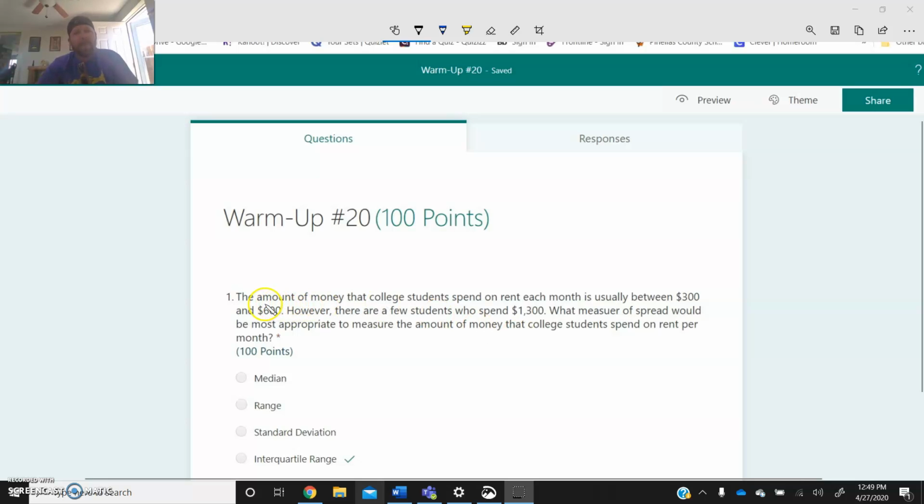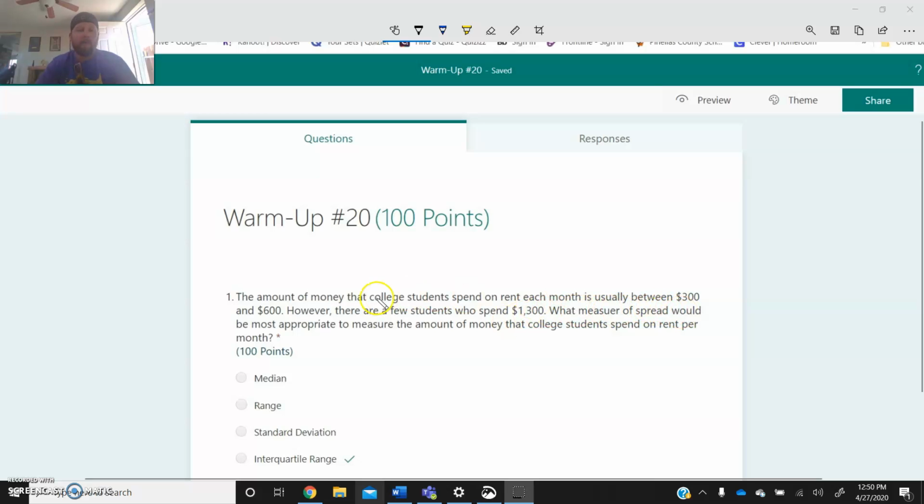Running through the problem, the amount of money that college students spend on rent each month is usually between $300 and $600. That's going to get you a shady place. That is not a lot of money. Just a heads up, guys. If you're spending that monthly, that's not a lot, unless you're staying in a college dorm or have some sort of deal going on. However, there are a few students who spend $1,300. That's more what you would spend.